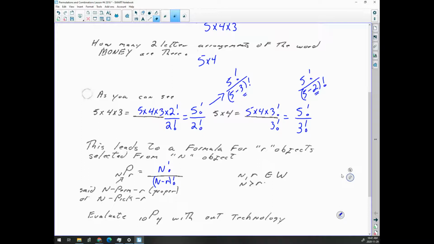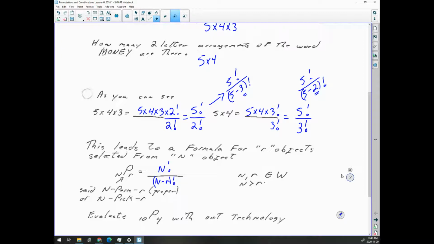So this notation: we're taking 10 objects, arranging 3 of them. How many ways could we do that? Well, the fundamental counting principle says we can go 10 times 9 times 8. The permutation notation would be 10 factorial over 7 factorial, which we get by going 10 factorial over 10 minus 3 factorial.